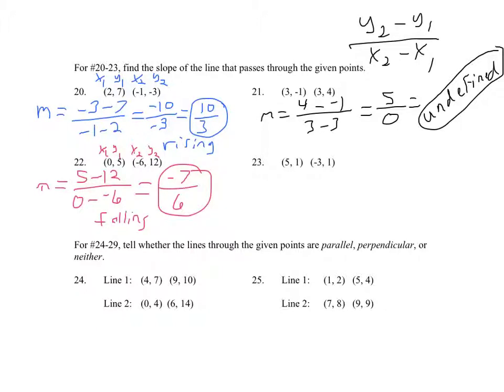Let me go back to number 21. This undefined slope line is a vertical line. It'd be very helpful for you to know that.